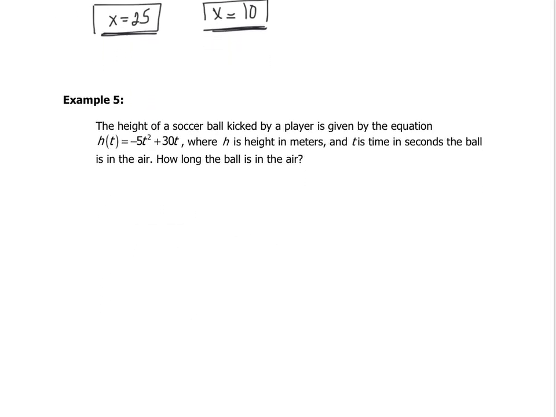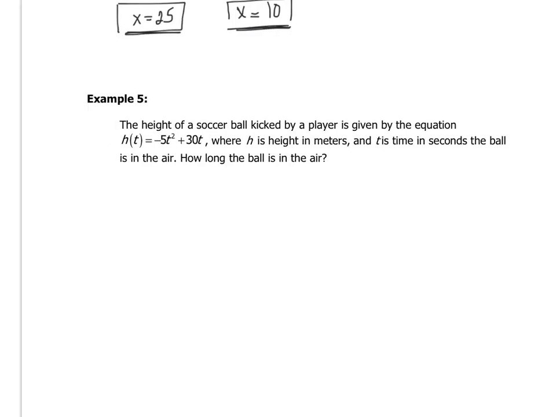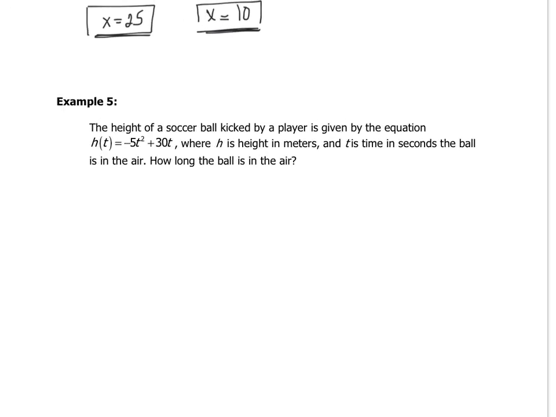Next example gives you an equation to represent the height of the soccer ball kicked by a player, and it's given by the equation h of t equals negative 5t squared plus 30t, where h is the height in meters and t is the time in seconds that the ball is in the air. How long is the ball in the air?